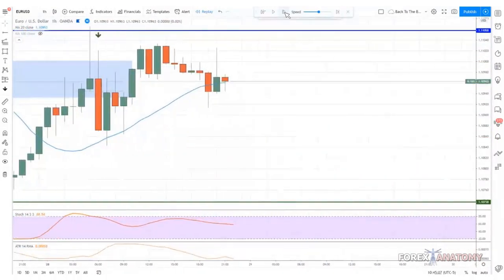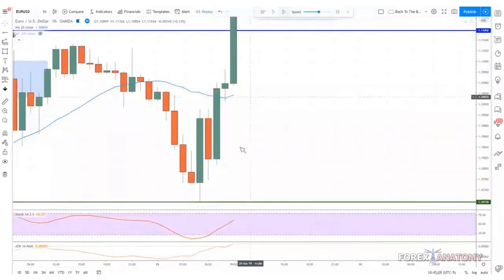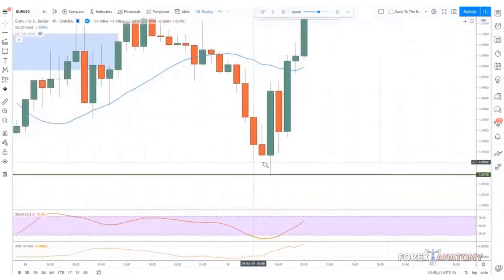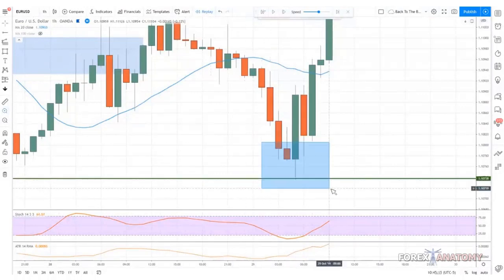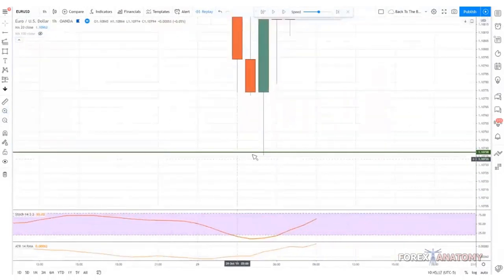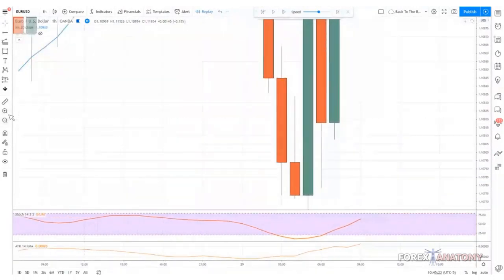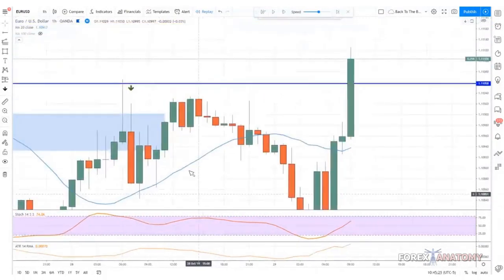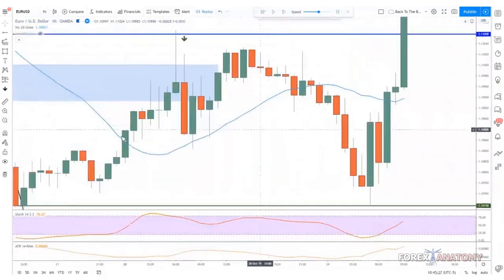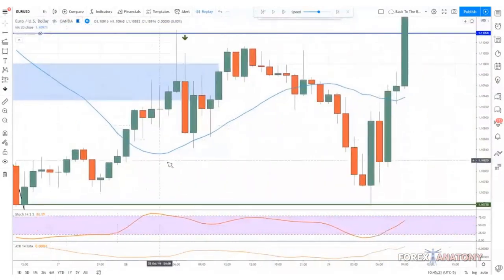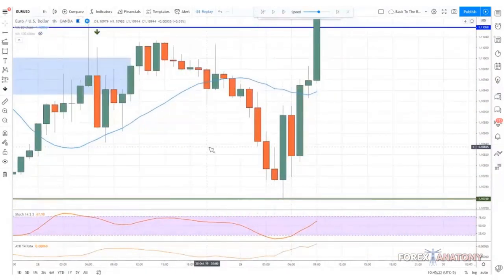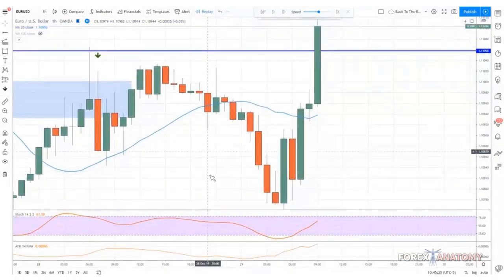Okay, let's see if this works. Let's see. Boom, boom, boom, boom. Okay, well, it sort of nicked it right here. Let me see if it did. Let's zoom in. Yeah, you can see it pierced the level right here. So it did touch our target, and then from there it started pushing to the upside. But as you guys can see right now, we're 4 out of 5. But that's all we're doing.